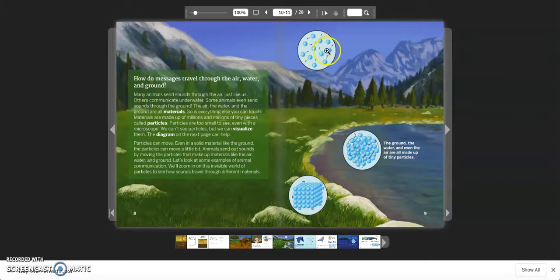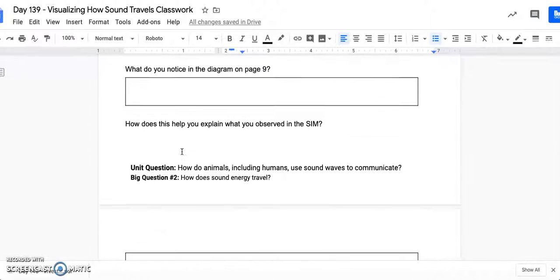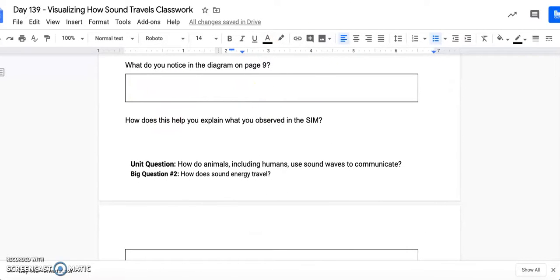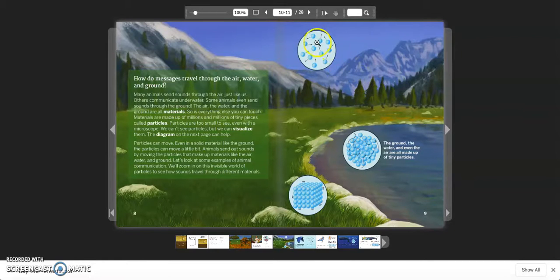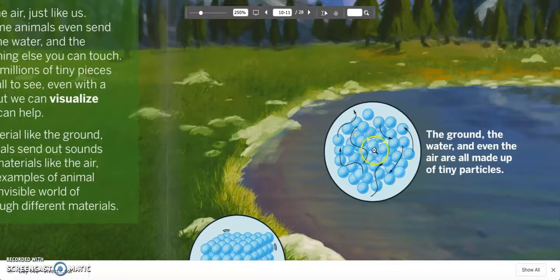And I'm noticing here, when I think about answering this question, what do you notice on page 9? I am noticing that in this first illustration, I'm noticing blue dots. I'm noticing there are a lot of arrows, and I'm noticing these blue dots are not all stuck together. When I get to this illustration, I'm noticing that there are a lot more blue dots. I'm noticing that these arrows are actually curving, and these blue dots are actually closer together.